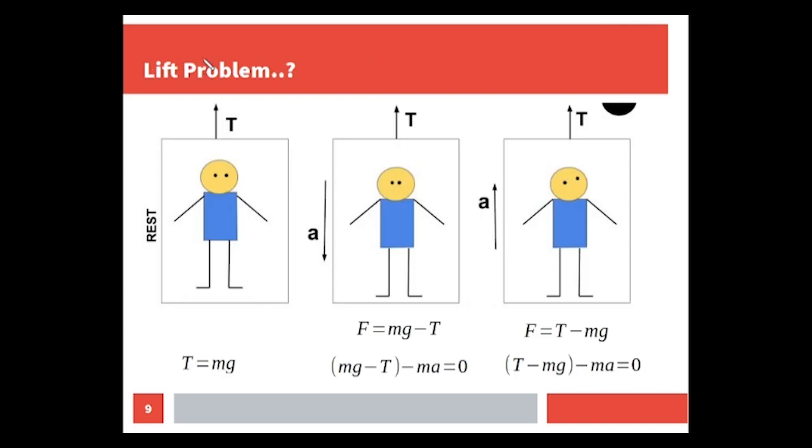Let's discuss the case of a lift. Imagine a man standing in the lift. His body is at rest, so his weight will be in the downward direction, say mg. He can directly write T is equal to mg from the equations of statics. We already studied this in the previous modules. What we are interested in are these two figures. Imagine the lift acts with tension T, here is a rope with tension T, and the lift is moving upward with an acceleration a. So this man will have the weight mg in the downward direction.